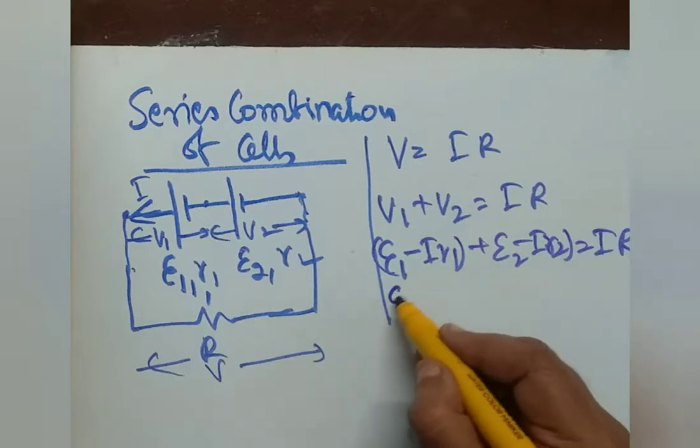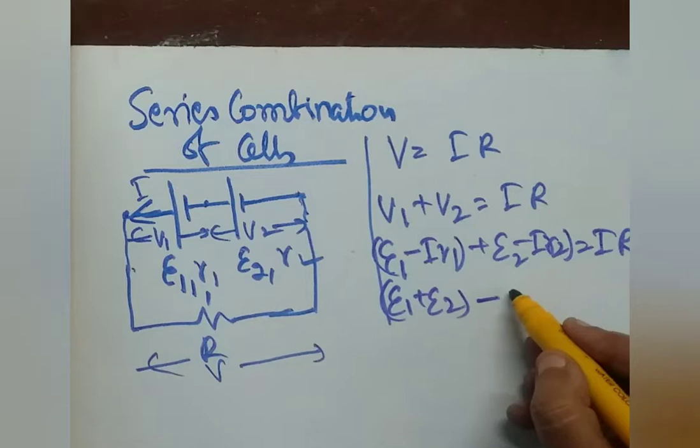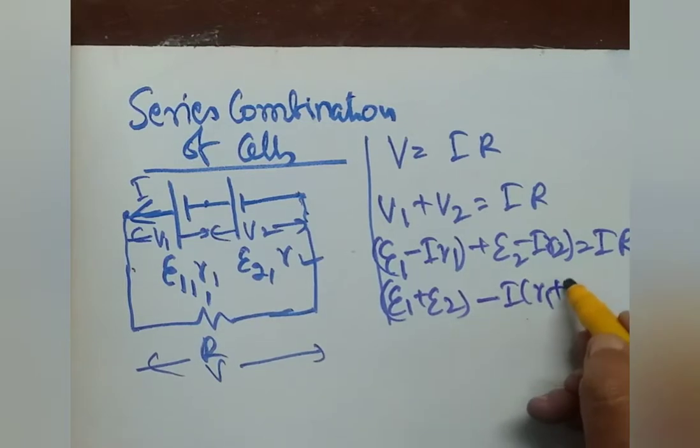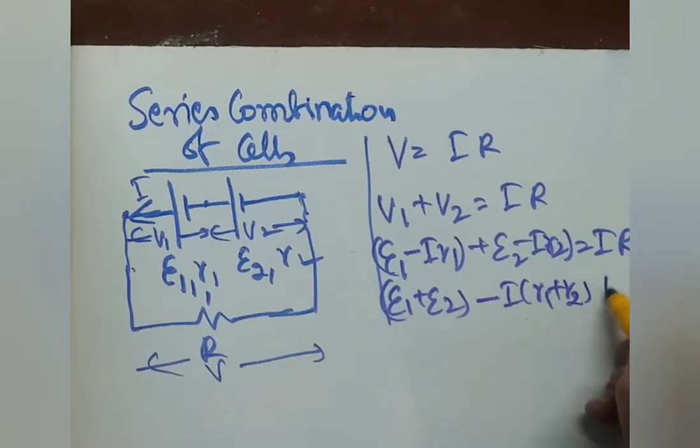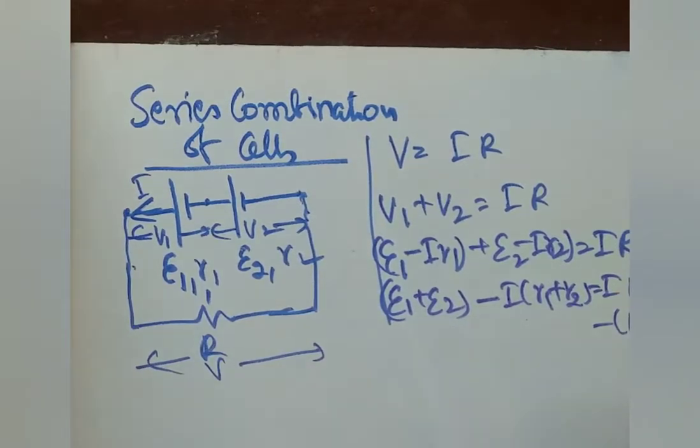Observe, we can simply write this as E1 plus E2 minus I into R1 plus R2 equals IR. This is our equation 1.